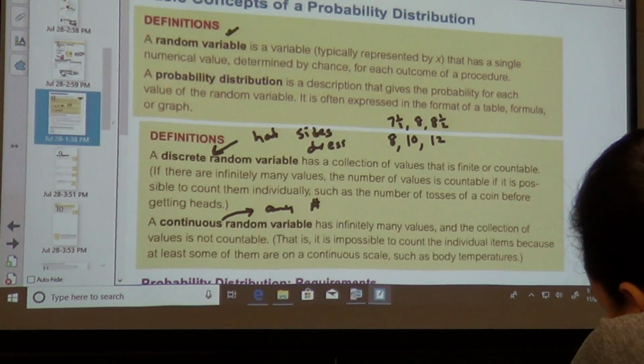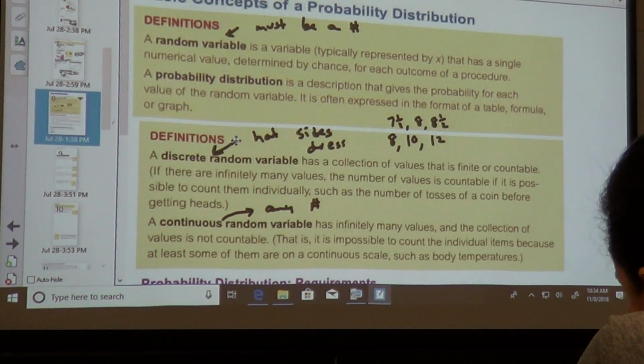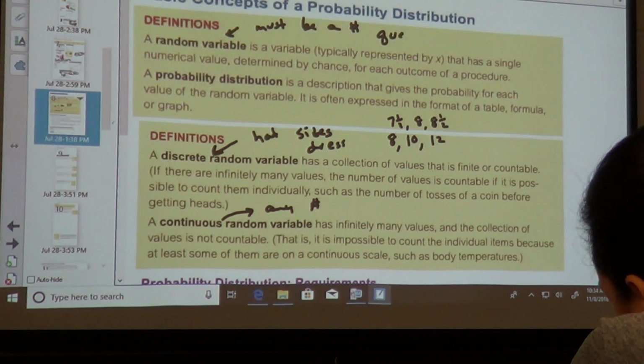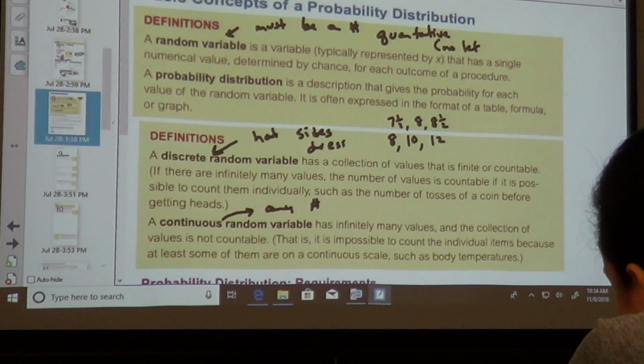A random variable must be a number. It's got to be quantitative. No letters, no words.